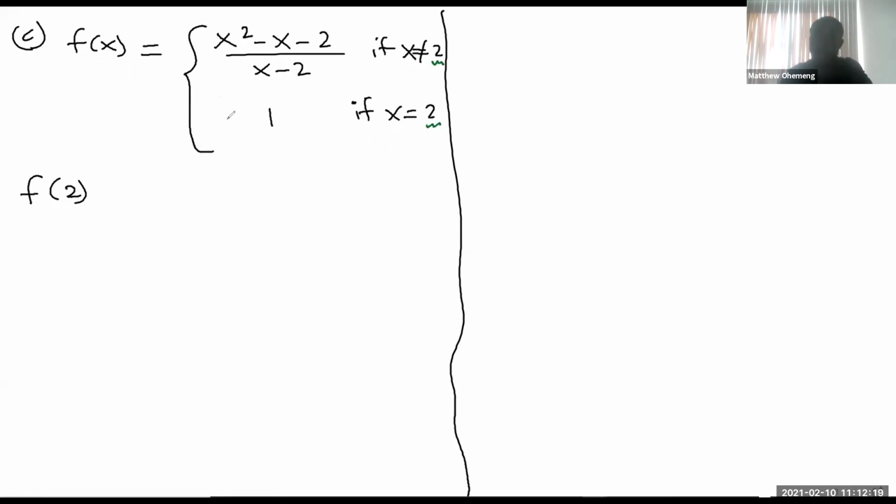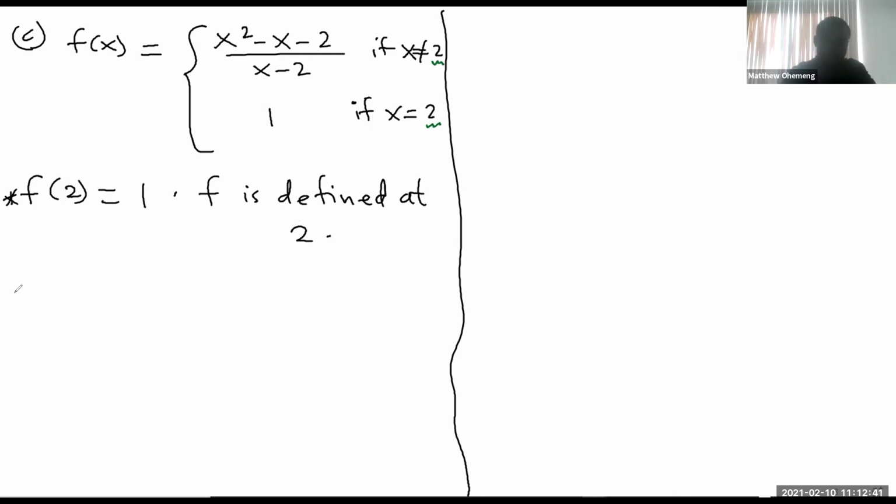So I have, yes, 1. Perfect. Thank you so much. Yeah, f of 2 is equal to 1, right? Recall that the function is 1 if x is 2. So f of 2 is defined, right? So f is defined at 2. Okay, so that one is not giving us any issues.